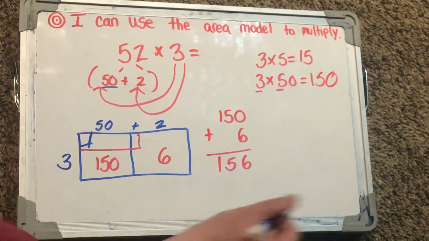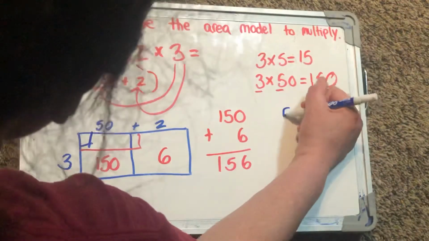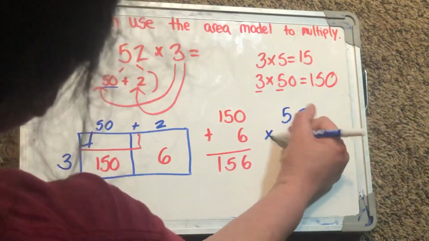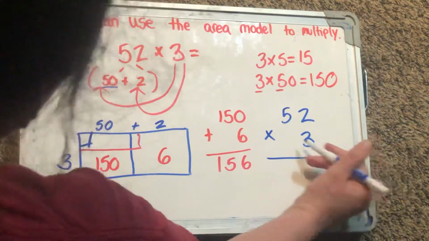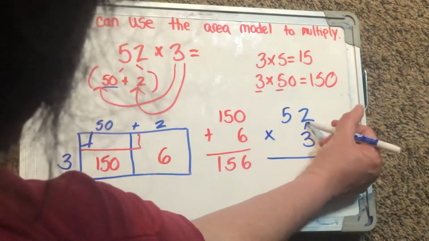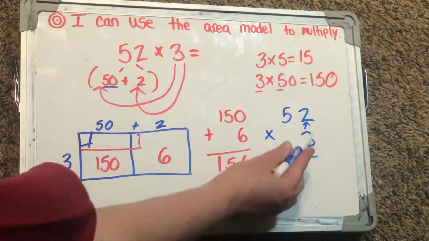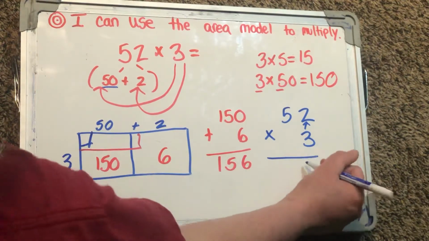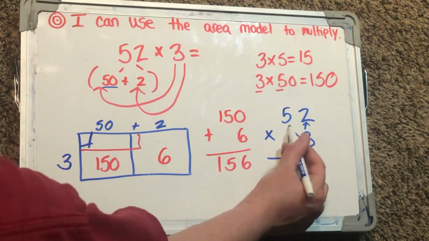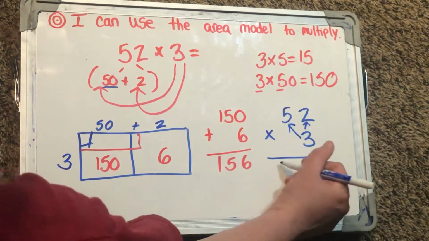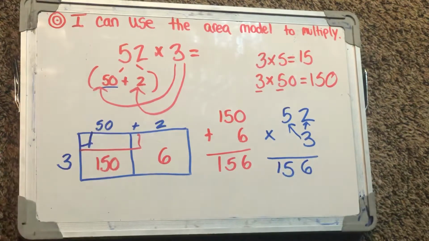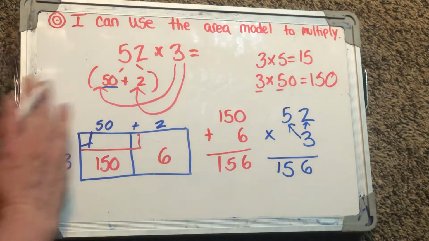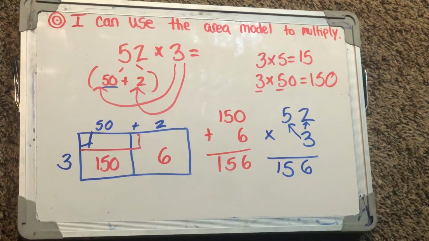Then you can check your work using the shortcut method. 52 times 3. We always start in our ones place. 3 times 2, you told me, is 6. 3 times 5 is 15. 156. These are the two ways to do it.